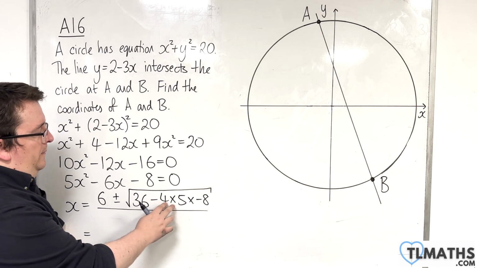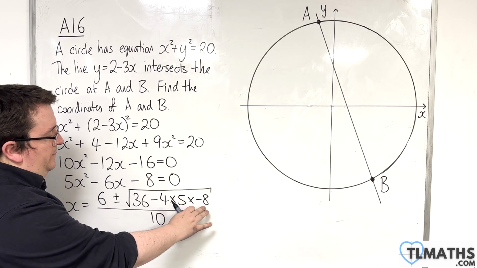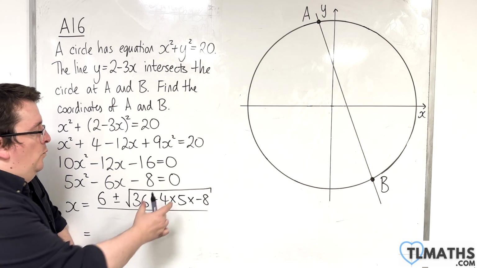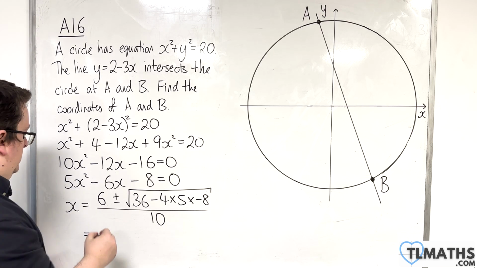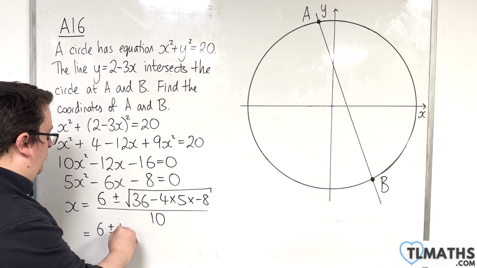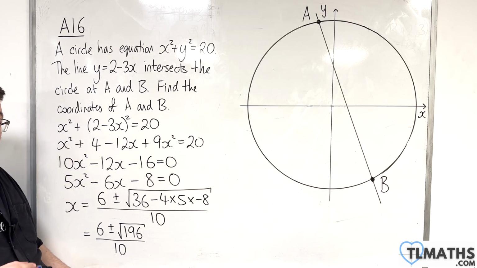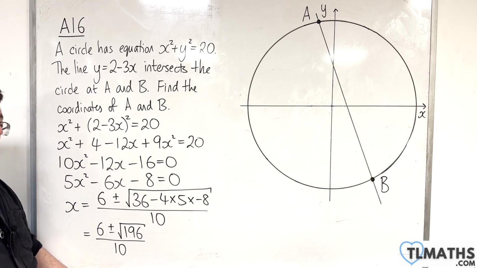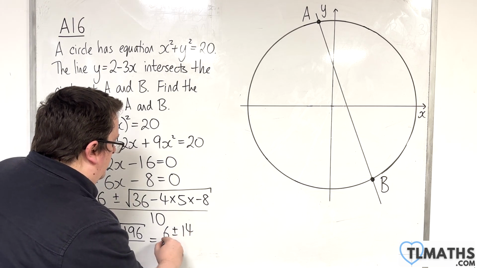So, 36, take away this. So 4 times 5 is 20. Times by 8, so 20 times by 8 is 160. We're adding that on to 36. So that's 196. So 6 plus or minus the square root of 196 over 10. Now, do we know the square root of 196? Well, the square root of 196 is 14. I remember that one. So that's 6 plus or minus 14 over 10.